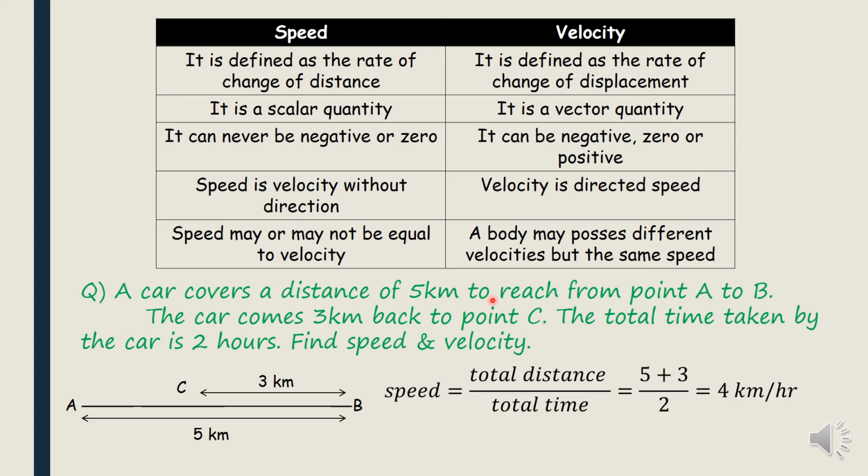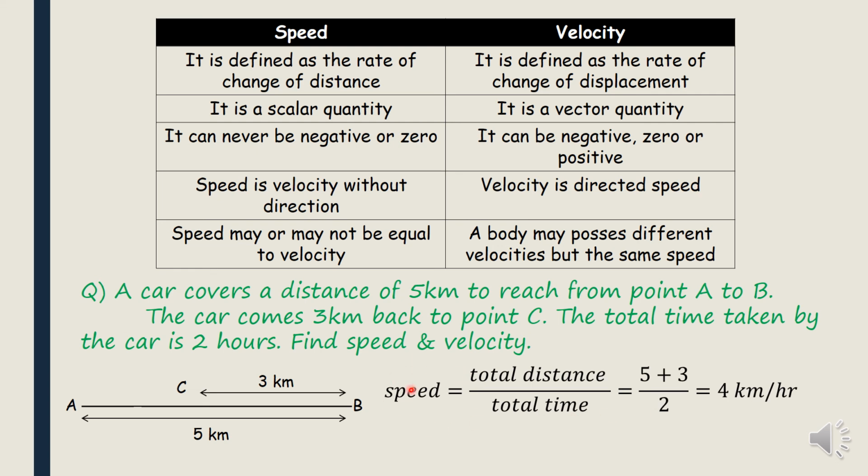So speed भनेको के हो? It is the total distance by total time. Okay. Now which will be equal to total distance कति हो? 5 kilometer plus 3 kilometer divided by total time is 2 hours. So 2 hours which will be equal to 5 plus 3, 8. So 2 1 are 2, 2 4 are 8. So 4 kilometer per hour will be the speed.